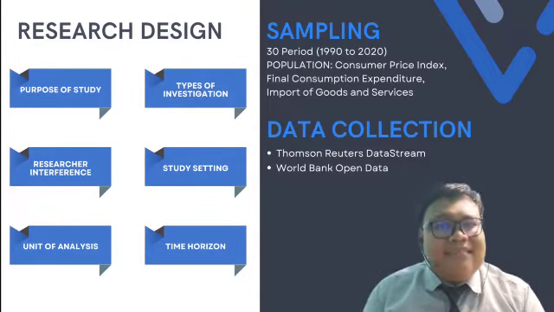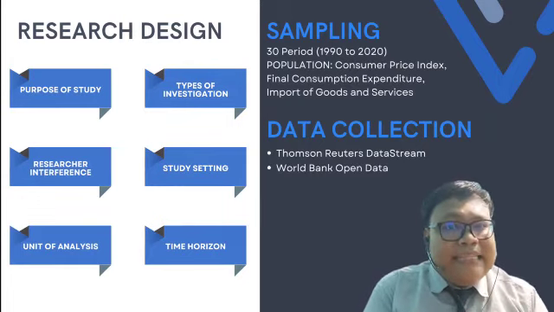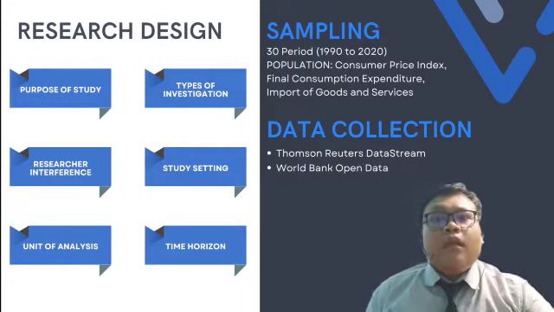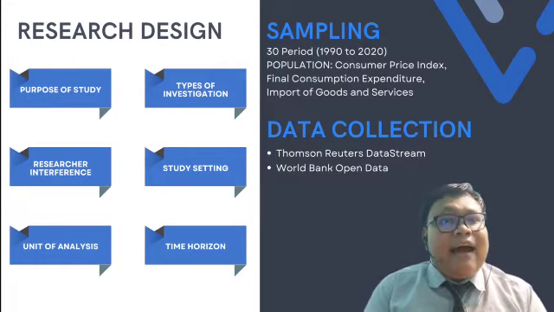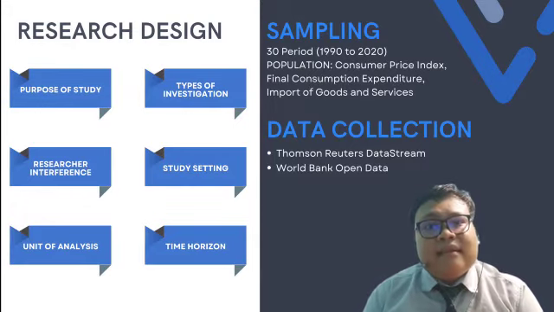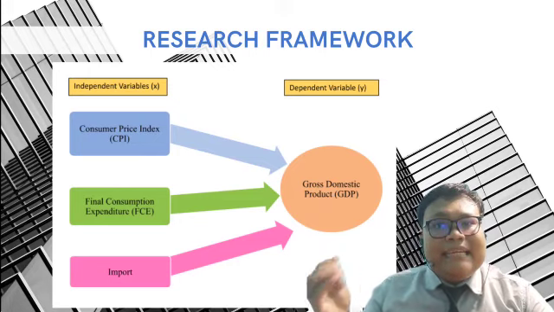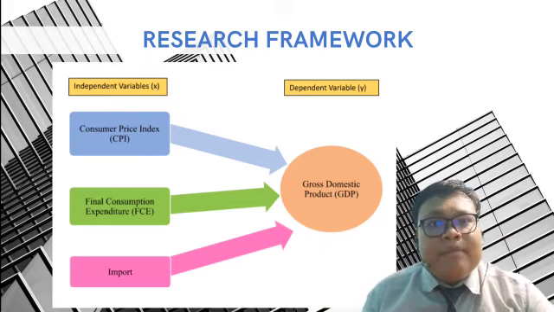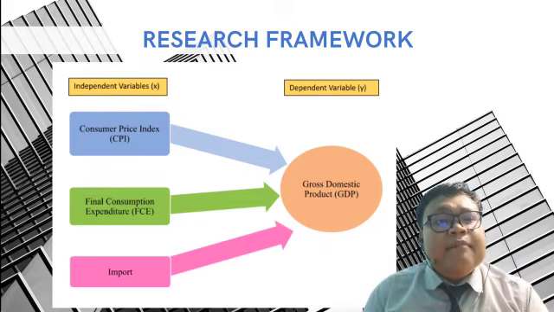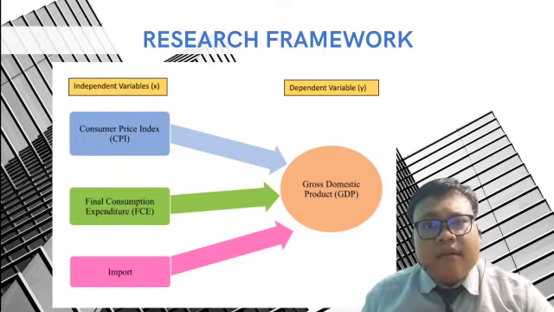The population in this research focuses on the consumer price index, final consumption expenditure, and import. All the data used in this study are secondary data. The data was collected from different sources such as DataStream and World Bank Open Data. Okay, this is the study research framework. This figure shows the relationship between GDP and the independent variables that affect GDP, which are CPI, FCE, and imports.